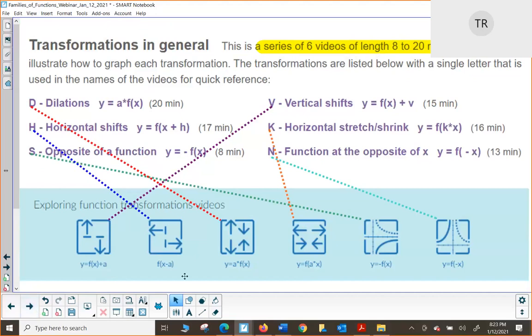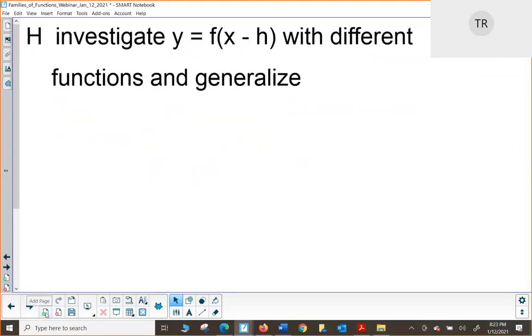There's not a y equals here. We've got to fix that. All right, so I do want to show you how I developed y equals f of the quantity x minus h with different functions to generalize that.